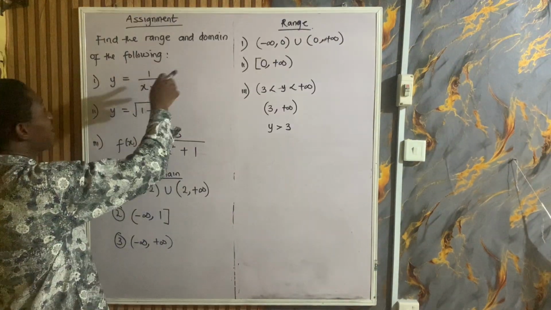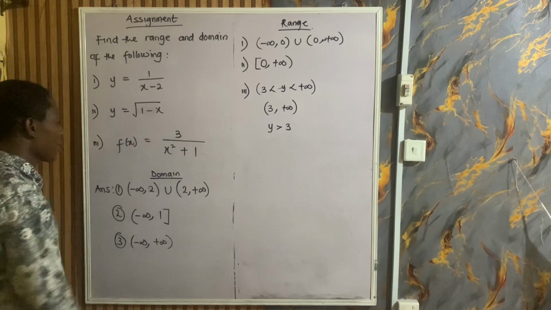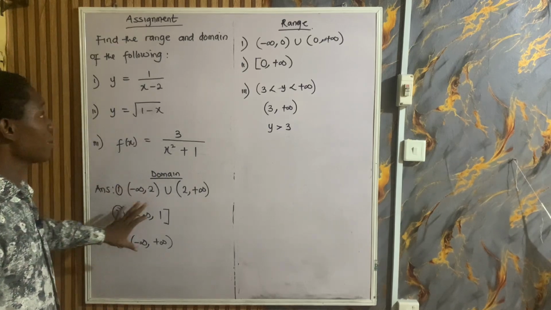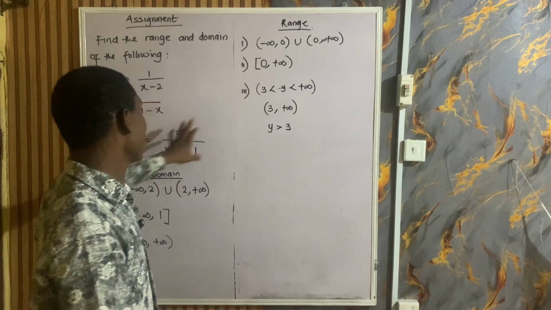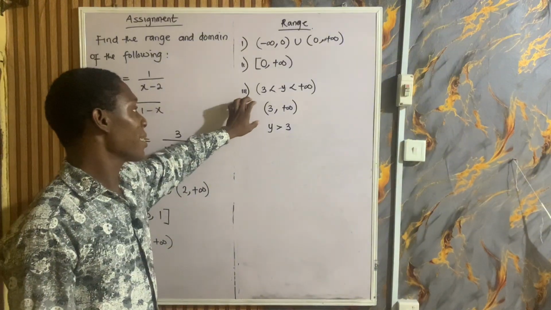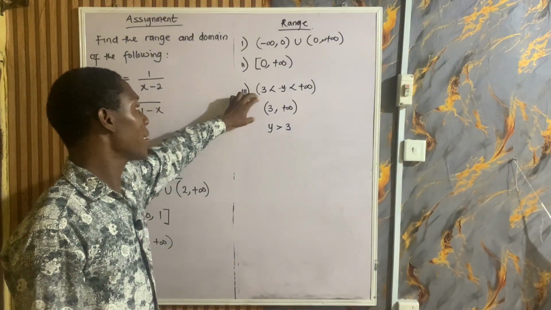So assignment: find the range and domain of the following 1, 2, and 3. So the domain of 1, 2, and 3, this is it. And the range of 1, 2, and 3, this is it. So this number 3 can be in this form, can be like this, or can be like this, any of them.